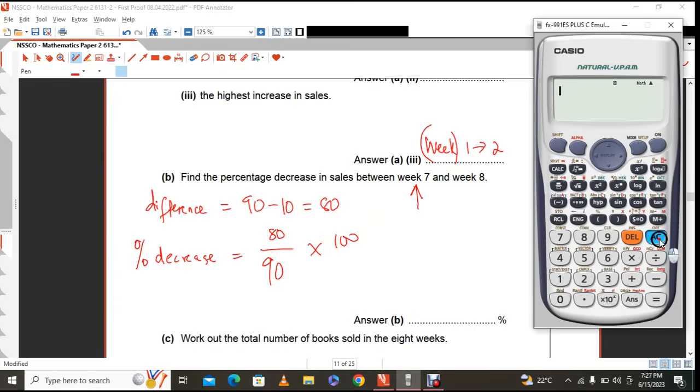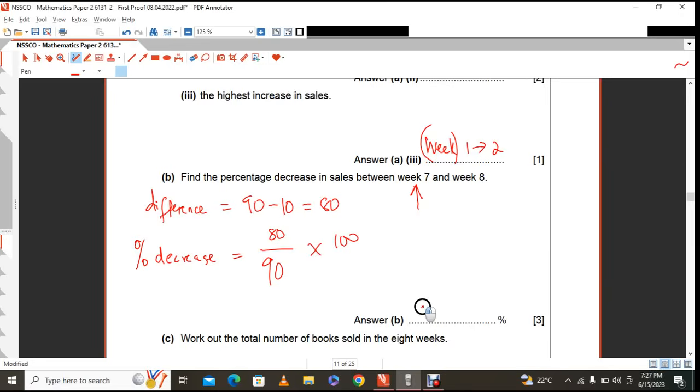Okay, so let's bring in our calculator. So you have got 80 upon 90. Simply multiply that by 100. Don't have to do equivalent fractions, of course. All right, 88.88888, of course. That can also be written as 88.9. So 88.9 to 3 significant figures.